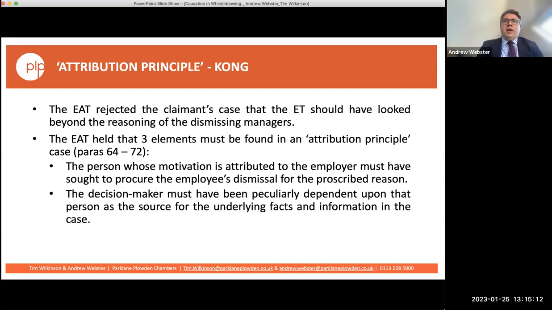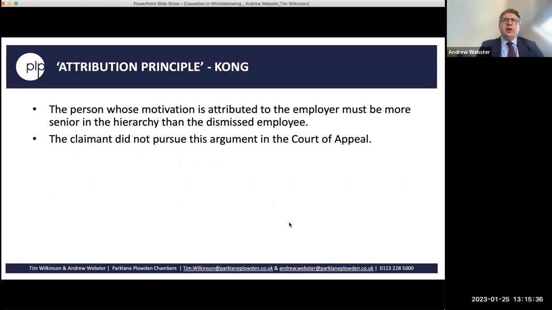And there are three aspects to it. The first two are on this slide at the bottom. So the first is that a person whose motivation is attributed to the employer must have sought to procure the employee's dismissal for the prescribed reason. Secondly, the decision maker must have been peculiarly dependent upon that person as the source for the underlying facts and information in the case. And then turning the page, thirdly, the person whose motivation is attributed to the employer must be more senior in the hierarchy than the dismissed employee.